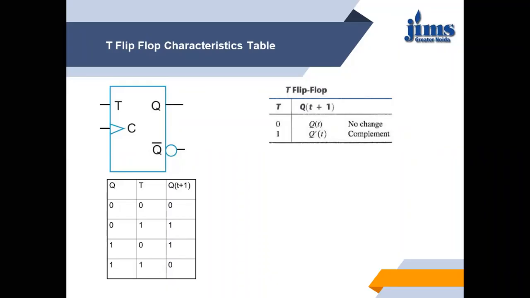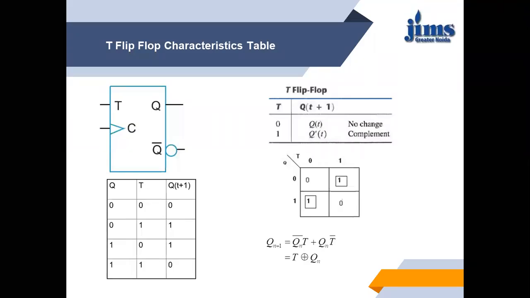We draw the K map. Here is the K map. And after solving this K map, we can find out Qn plus 1 is equal to Qn bar T plus Qn T bar, and that is nothing but T XOR Qn.